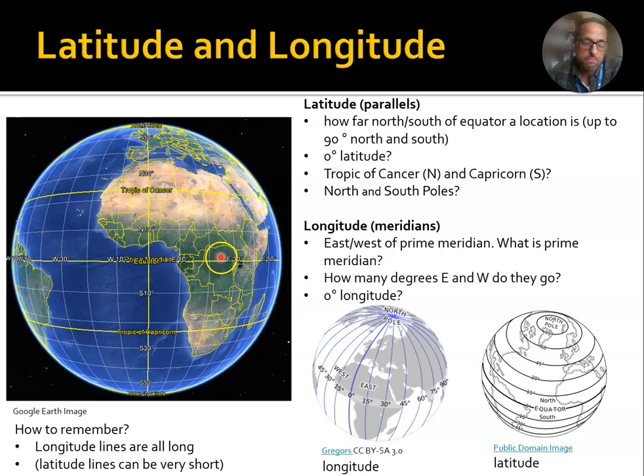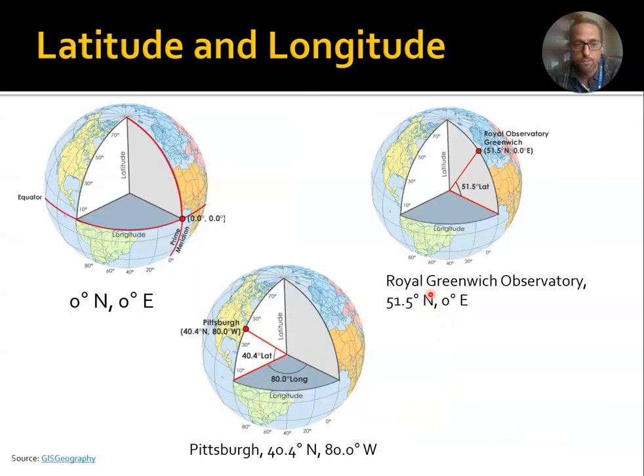How do you remember this? The way I remember it is longitude lines are all long. So if you look at these lines, they're actually all the exact same length because they go all the way around. Whereas latitude, they get smaller and smaller as you go away from the equator. So if you go right up by the North Pole, that's a really tiny line, it goes to a point, technically, right? So longitude lines are all really long, whereas latitude gets shorter and shorter.